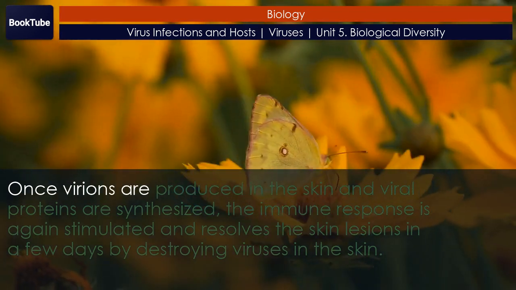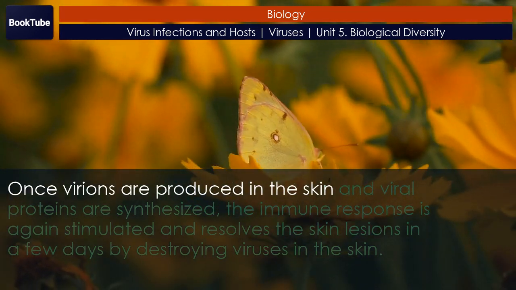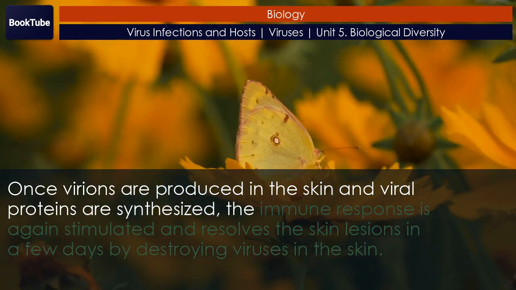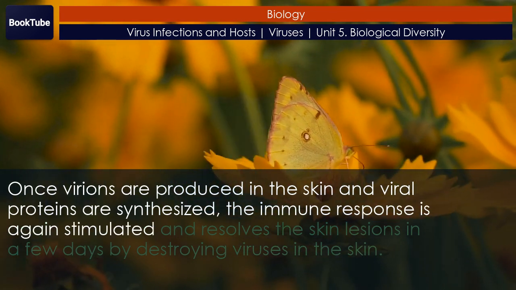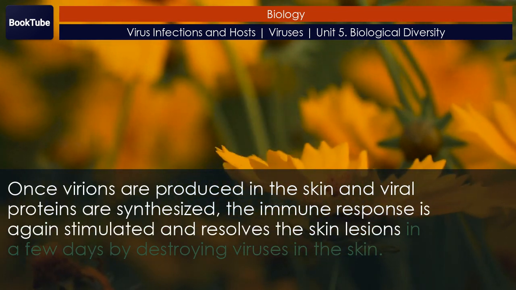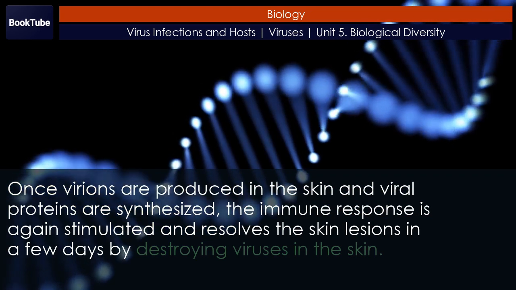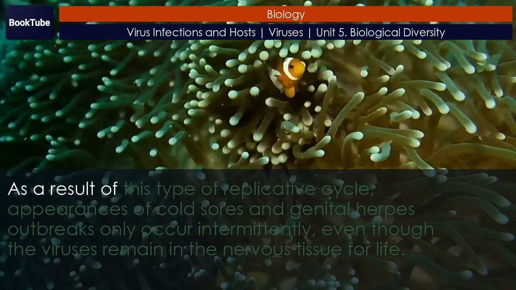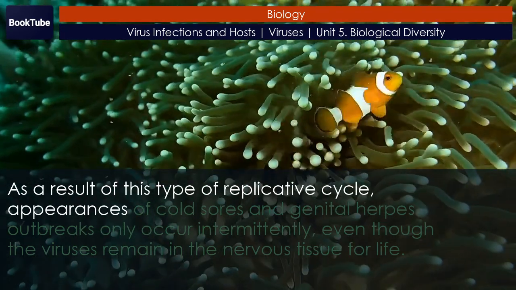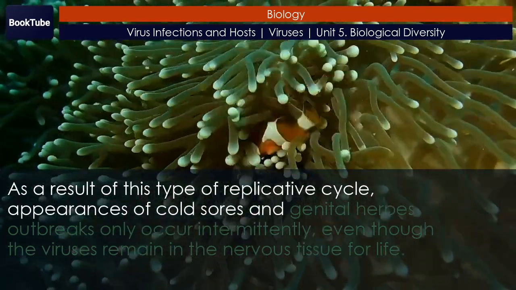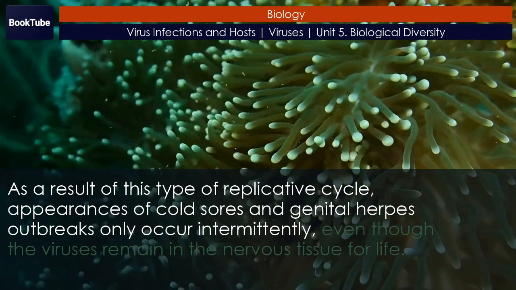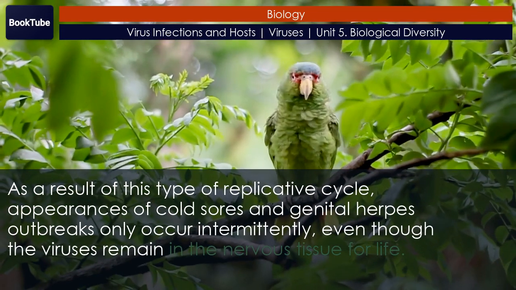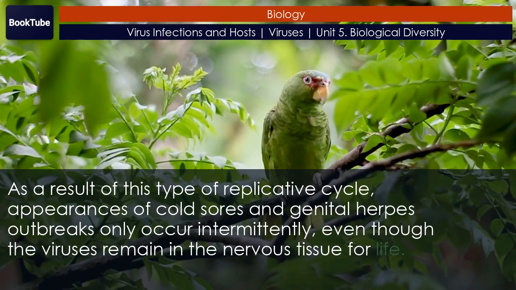Once virions are produced in the skin and viral proteins are synthesized, the immune response is again stimulated and resolves the skin lesions in a few days by destroying viruses in the skin. As a result of this type of replicative cycle, appearances of cold sores and genital herpes outbreaks only occur intermittently, even though the viruses remain in the nervous tissue for life.